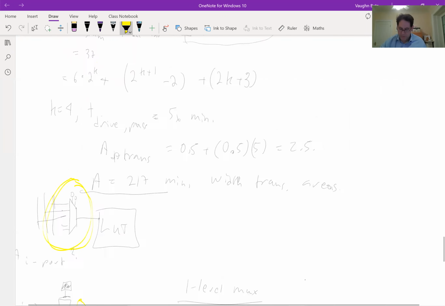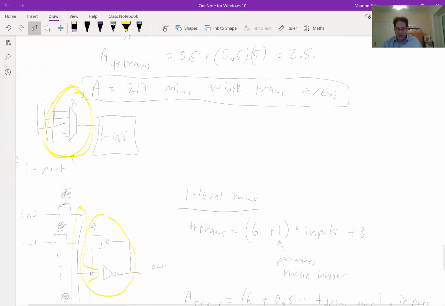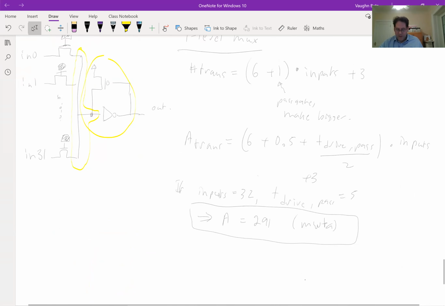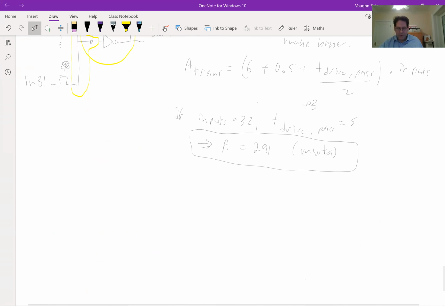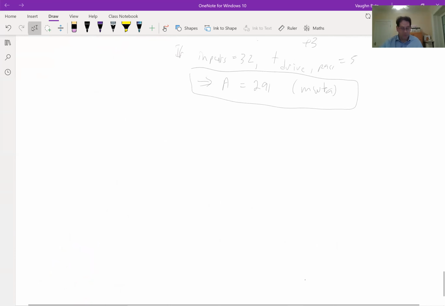I actually need 4 of them. And the area of my whole LUT, which is up here, was only 217. So basically the area of that routing mux, that routing port, is bigger than the whole LUT, and I'm going to need 4 of them. So that's showing routing is pretty important.